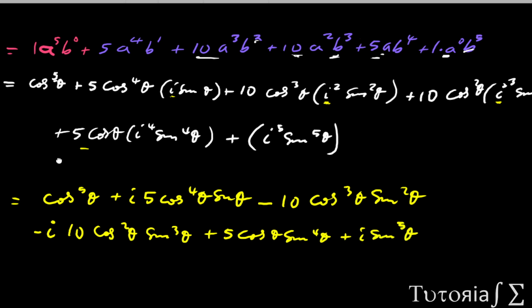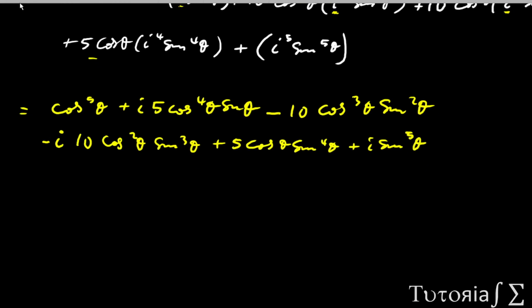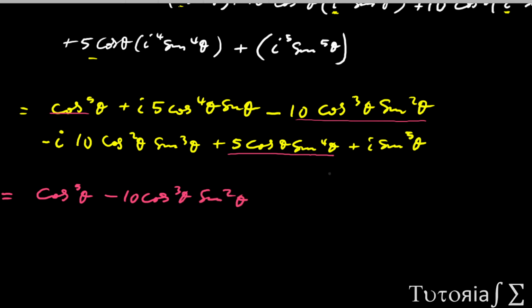Right, so now that is simplified. We can group the real parts, those that don't have I. So we have 1 is real, this is real, it doesn't have I, and this is also real, no I. So this will simply be cos fifth theta minus 10 cos third theta sine squared theta, and plus 5 cos theta sine fourth theta. So that is our real part.